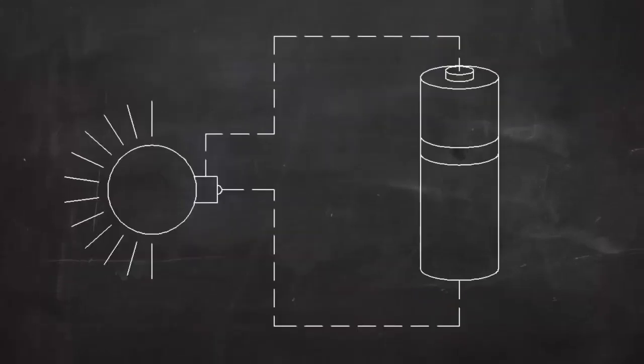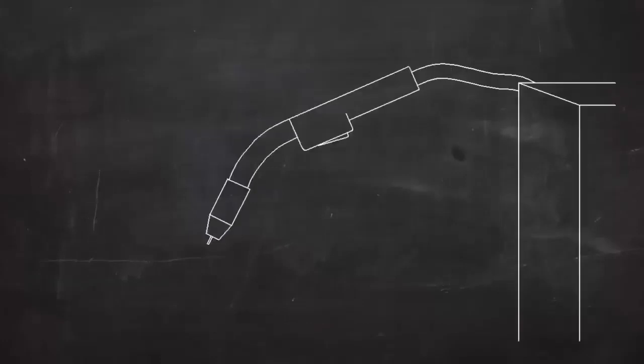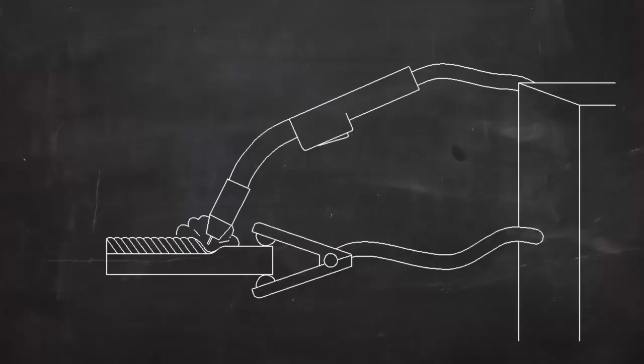In an electric circuit, the current flows in a loop. In MIG welding, the current has to flow in a complete circle from the machine to the torch, into the work, and back to the machine. A work lead is clamped to the work to complete the circuit from the workpiece back to the machine.